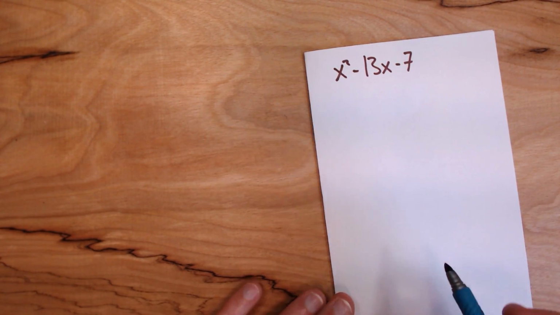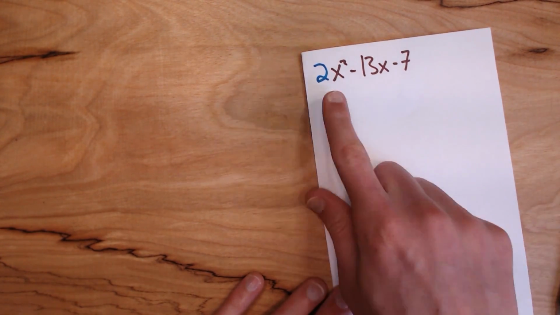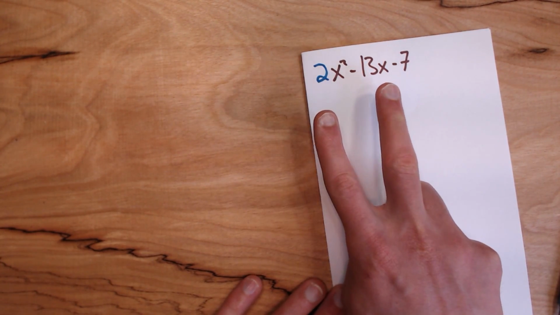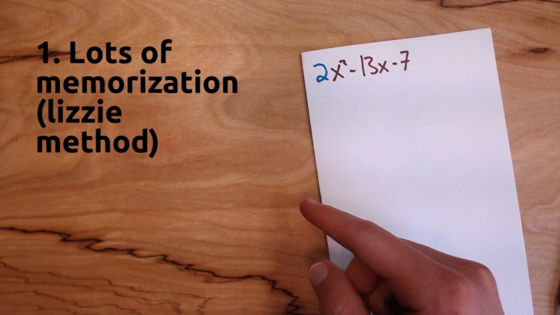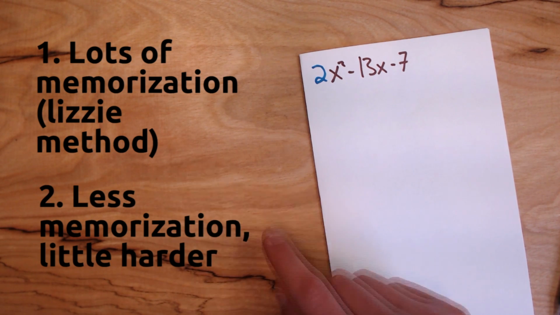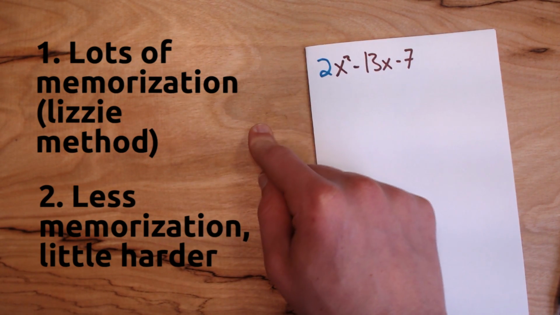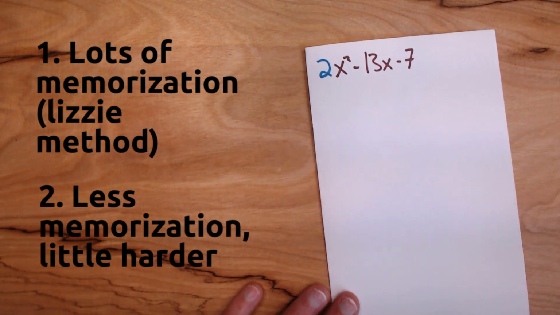So how do we factor when our leading coefficient is not 1? There are two ways to do it. One is pretty easy, but requires you to memorize a bunch of steps. The other one is a little bit harder, but has much less memorization. I hate memorization. I think it's the worst thing on the planet. So we are going to do this method. If you want to see the other method, you can click here.